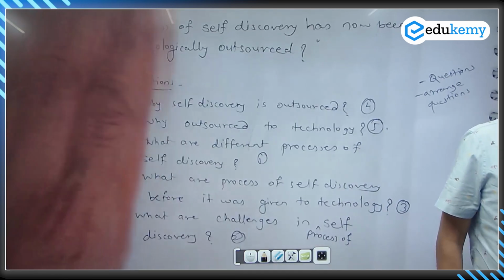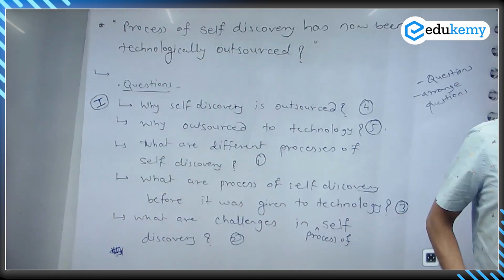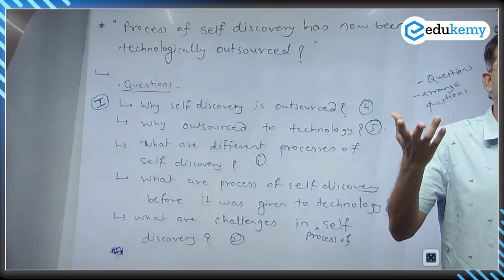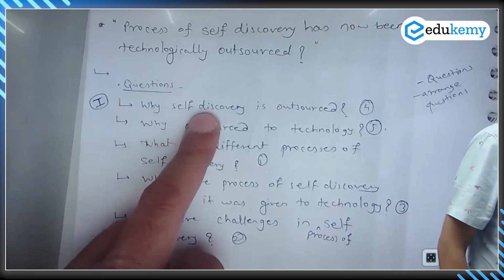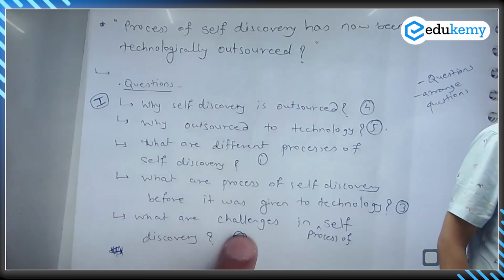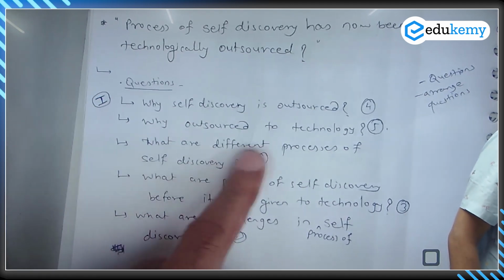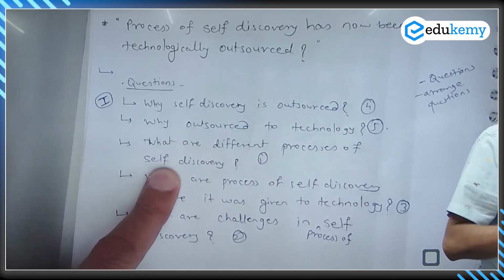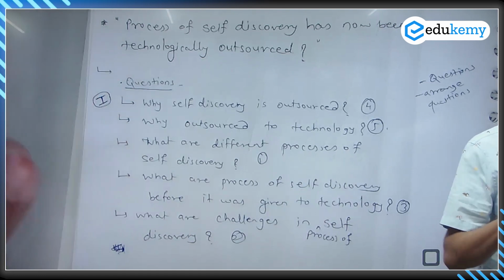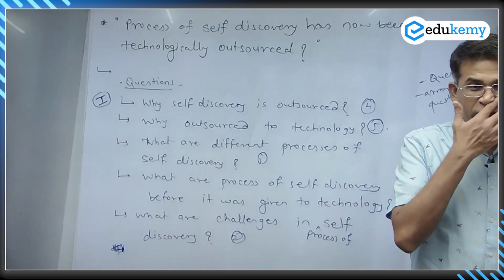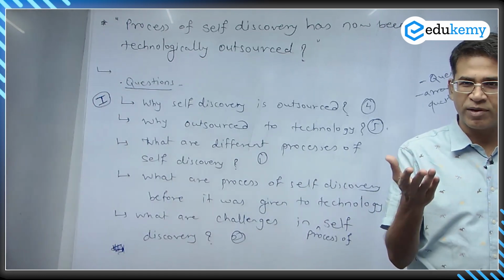Who was this one? Tell me, what do you think about the questions now? Question number 1. You give me 5 questions. Why is self-discovery outsourced? What are the challenges in the process of self-discovery? What are the different processes of self-discovery? Out of 5, 3 questions don't tell me about the topic. It's like more than half of your essay has been lost.